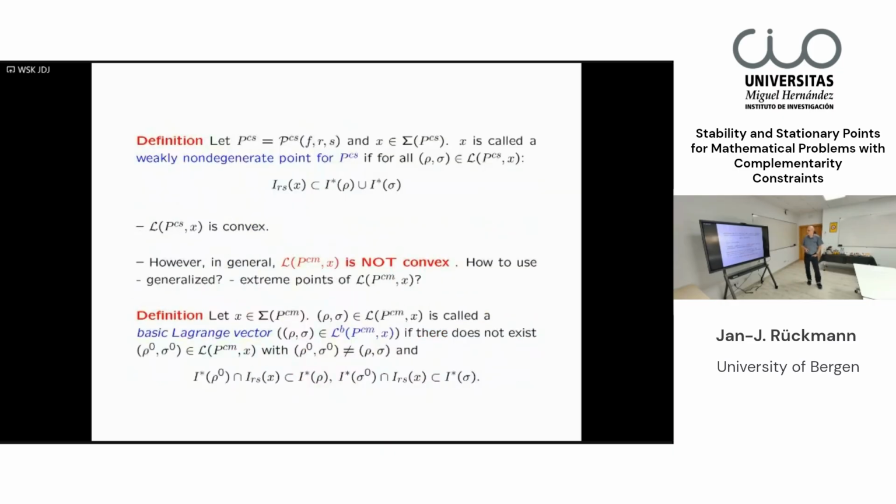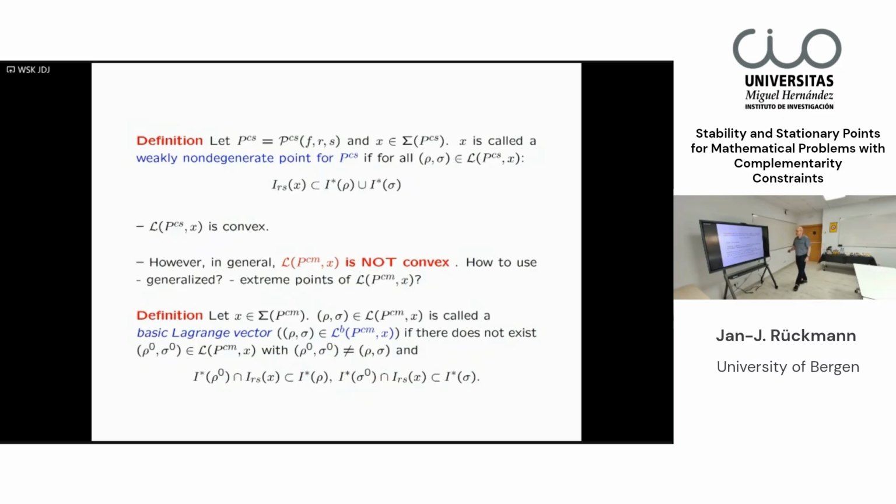Now let us look at this strong stability and also look at this concept of weak non-degeneracy. Here's a definition of a weakly non-degenerate point. Perhaps you remember what non-degeneracy means in the standard way. In the standard way, it means we have complementarity conditions such that all the Lagrange multipliers are non-zero. And we have also some kind of second order condition about the Hessian of the Lagrangian restricted to the tangent space.